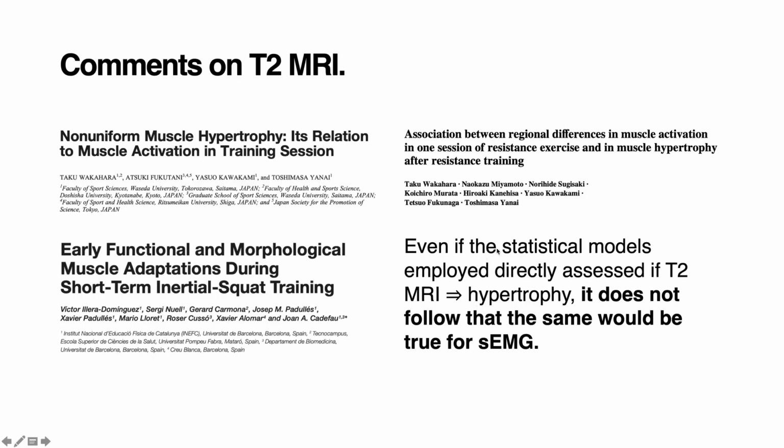But even if the statistical models employed directly assessed whether T2 MRI implied hypertrophy, it does not follow that the same would be true for surface EMG. So these are assessing a different construct. Now, some will argue that T2 correlates with surface EMG, but that's only been validated in very extreme conditions, looking across loads within individuals, and this is not exactly what they were assessing here.